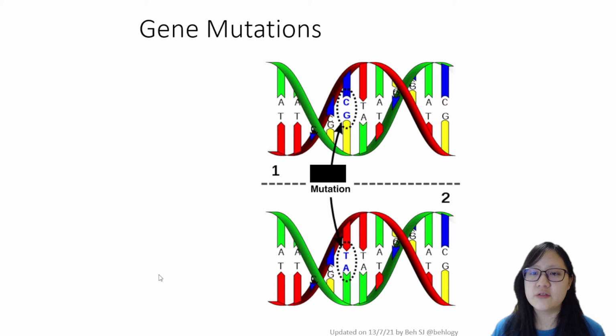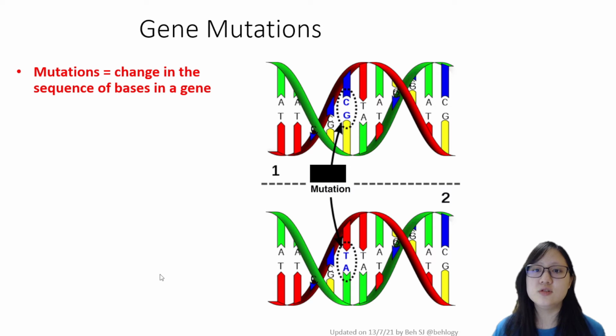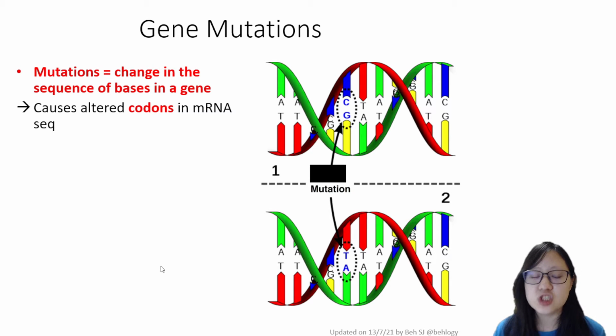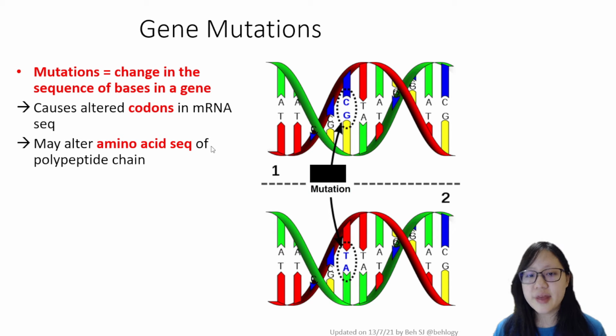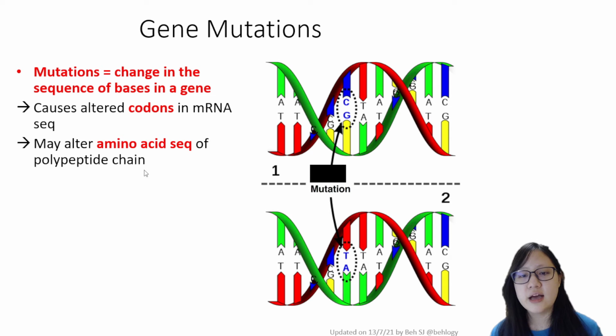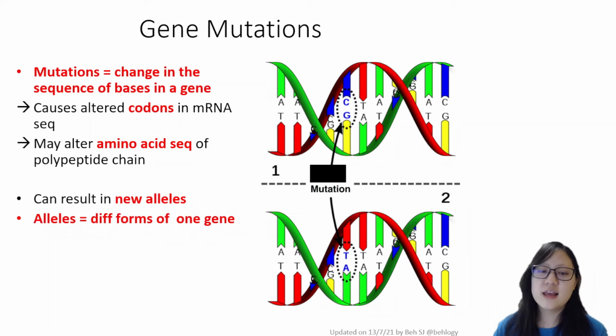So let's define it in regards to gene mutations. Gene mutations are random changes in a sequence of bases in a gene. And this causes altered codons in mRNA sequence, because if the DNA codes for the wrong thing, the mRNA is going to code for the wrong thing as well. And therefore, this alters the amino acid chain sequence. This can result in new alleles, and this is what Charles Xavier is talking about. This is why mutations are so important, because it results in new alleles, which gives variation, which later on we'll see in A2 how it drives evolution.